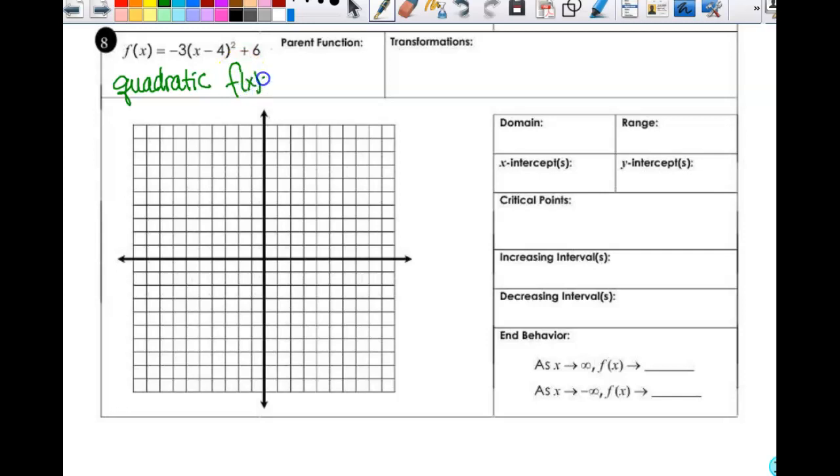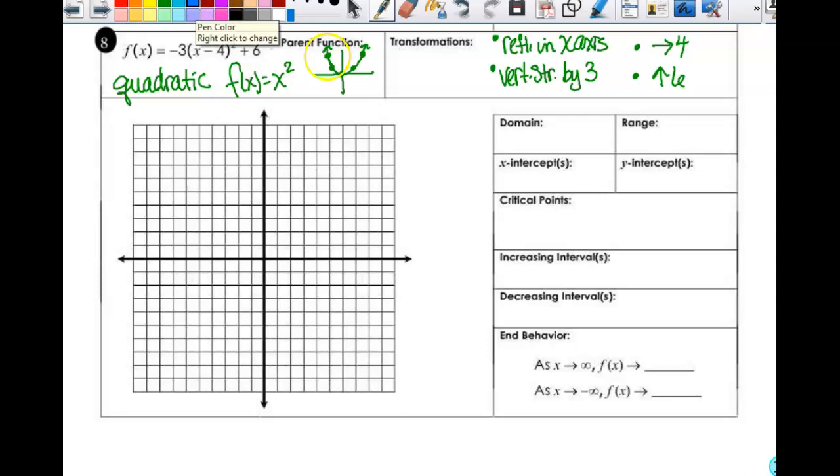F of x equals x squared, and we all know what a quadratic looks like, but how many anchor points does it have? 5. And how many transformations are happening? 4. Good. I have the negative. That's a reflection in what? In the x-axis. And then the 3 is a vertical stretch by 3. The 4 means I go right 4, and the 6 means I go up 6. We all good with all that?